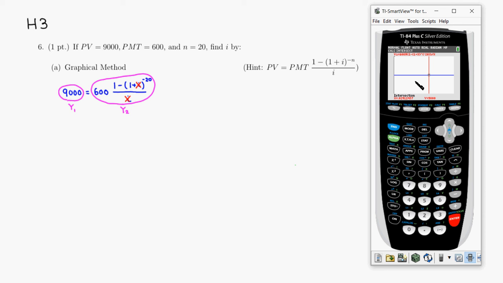All right, so it actually found the intersection. So x is 0.029. Actually, maybe I should say I. I is about 0.029, which is about 2.9%. All right, that's it. I hope that this was clear.